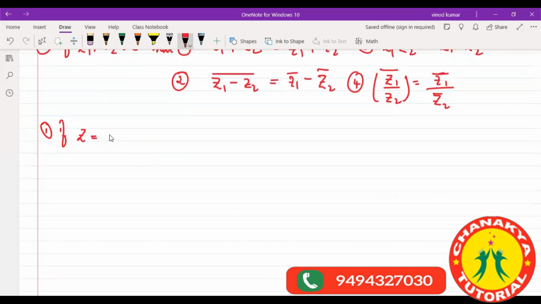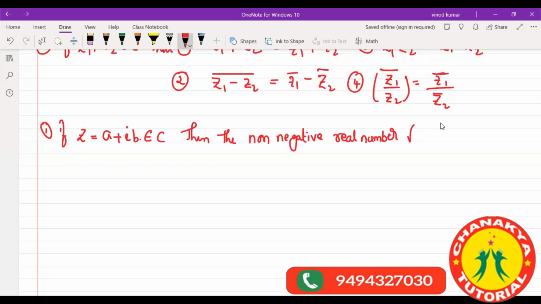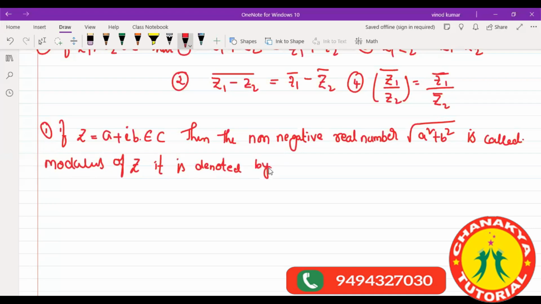If Z equals A plus iB is a complex number, then the non-negative real number square root of A square plus B square is called the modulus of Z. It is denoted by mod Z.